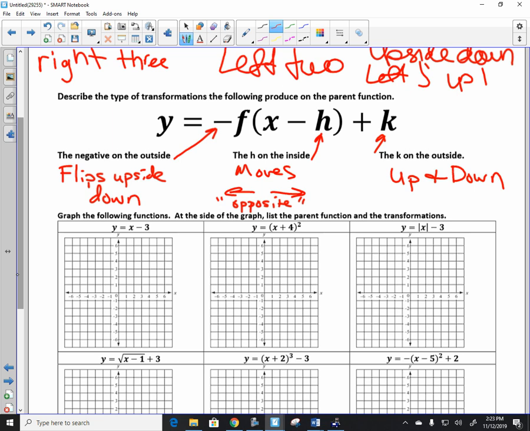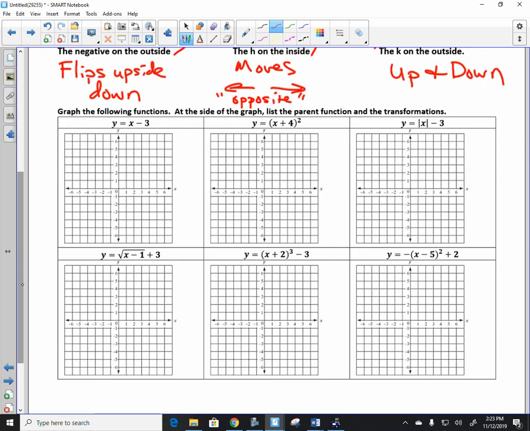So all we want to be able to do is just identify what the parent function looks like and then use the transformation. So this is x to the first power. So the parent function is y is equal to x, which looks like that. Only in this situation, I have x minus 3. So what's that going to do to the shape? Moves it down 3. So after I graph that, I then draw one where it's moved down 3 units. And that's it.